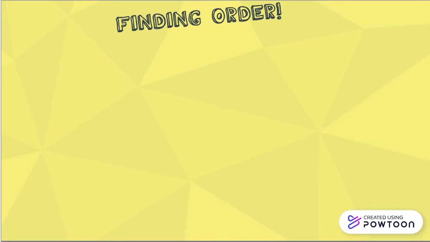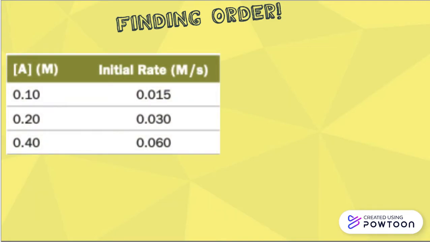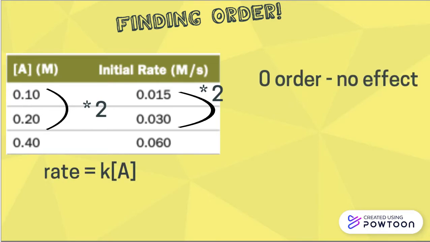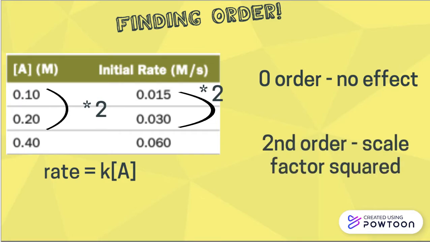We can find order by using some experimental data. Notice that when the concentration of A is doubled, the rate of the reaction is also doubled. This is first order because the concentration of A and the rate are proportional. A zero order is when the reactant doesn't affect the rate, and second order is when the scale factor of the rate is squared when compared to the concentration of A.